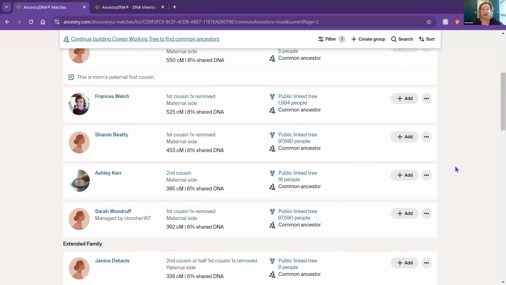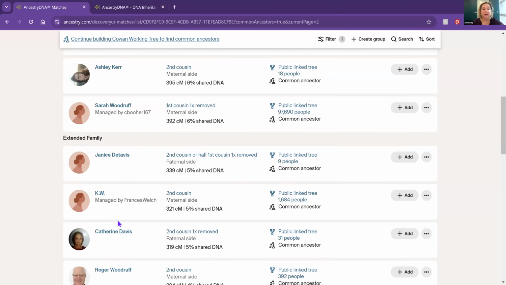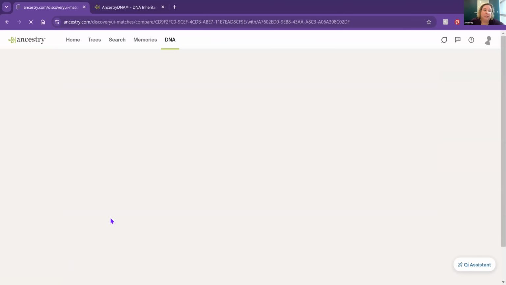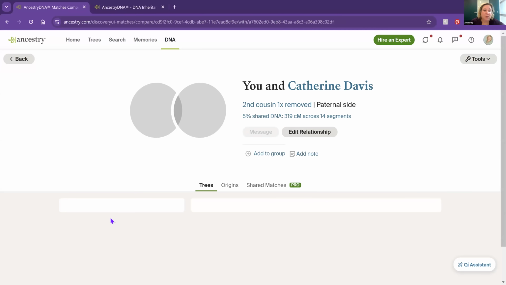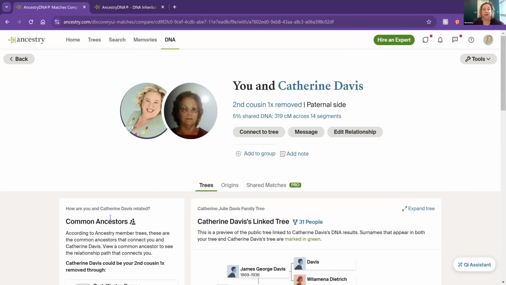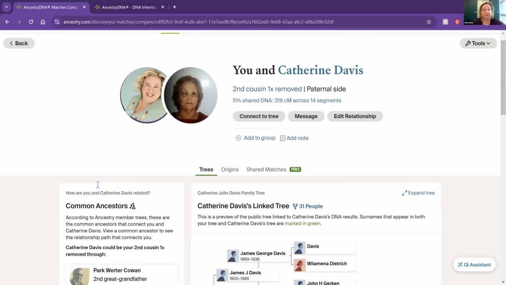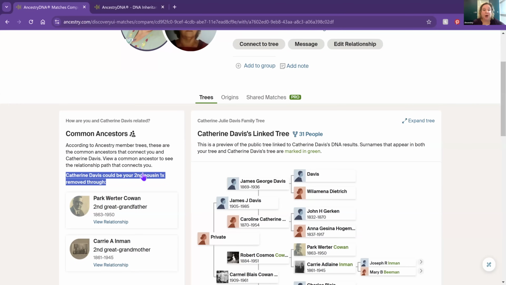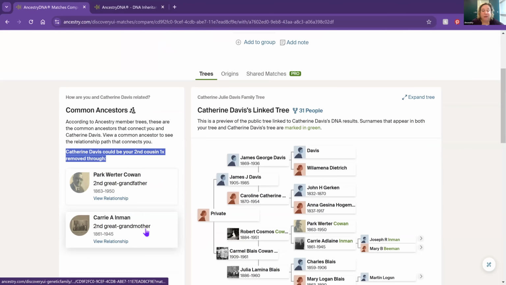You do still have to review it. So I'm going to come down here to cousin Catherine. Catherine is a new cousin that I discovered when I found out the identity and whereabouts of my great-great-grandmother. And it tells me that Catherine could be my second cousin one time removed, and that Park and Carrie could be our common ancestors.